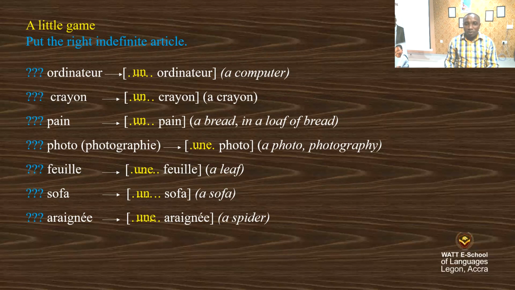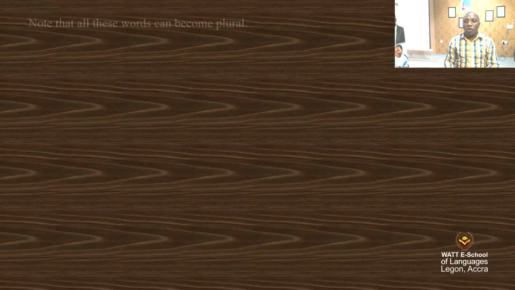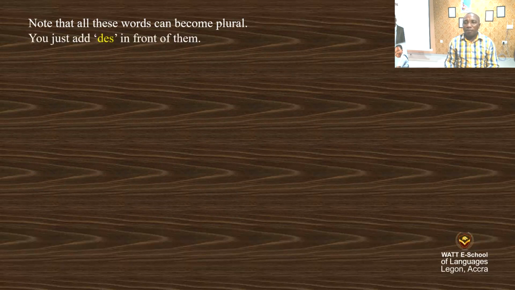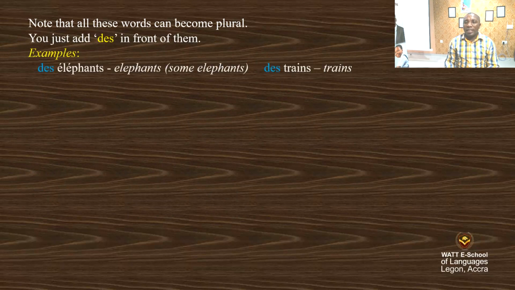So let's continue with the lesson. Note that all these words can be plural. You should know all the words that we see can be plural. You just add des in front of them. Examples: des éléphants, des trains, des cars, des chariots.